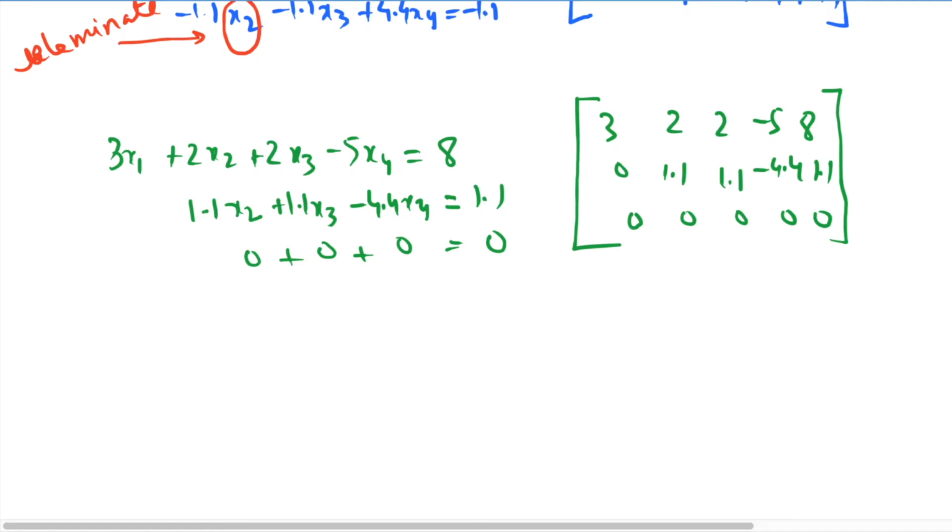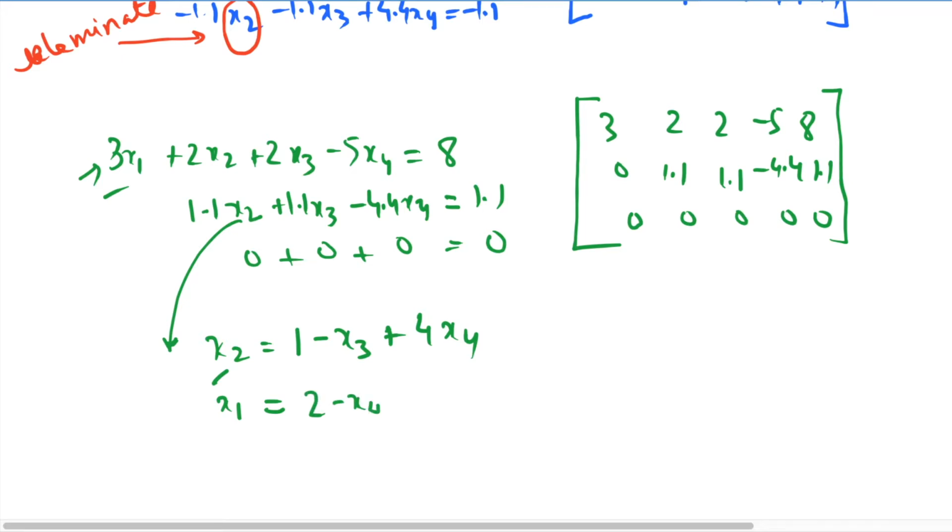and now you can easily find out the value. So in this case, from the second equation, we will get x2 is equal to 1 minus x3 plus 4x4. Okay, and using this equation and the first equation, you will get x1 is equal to, I think this will be 2 minus x4.